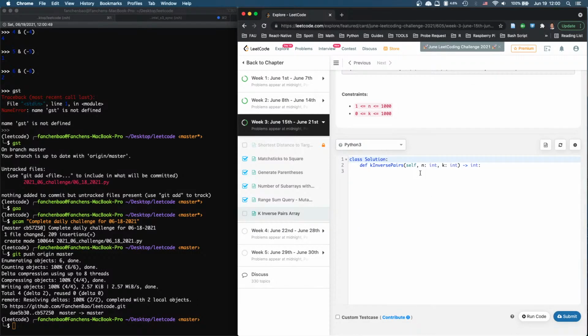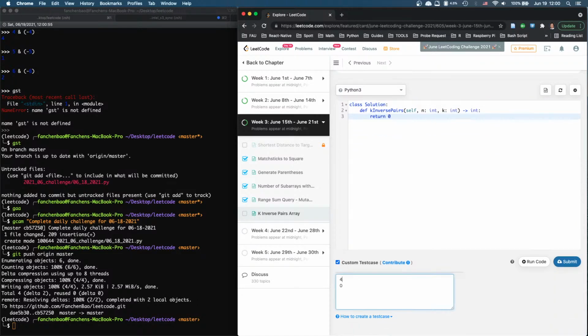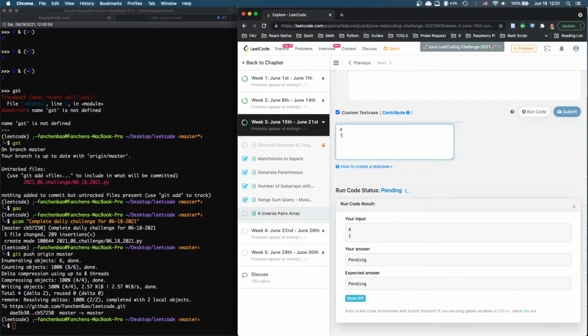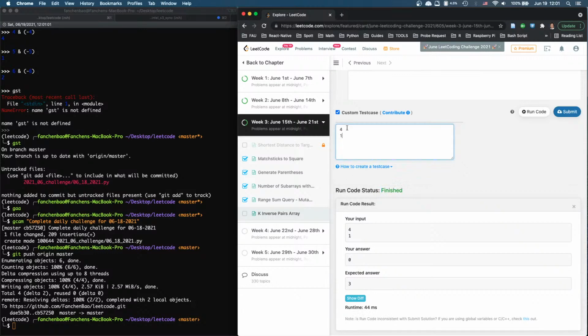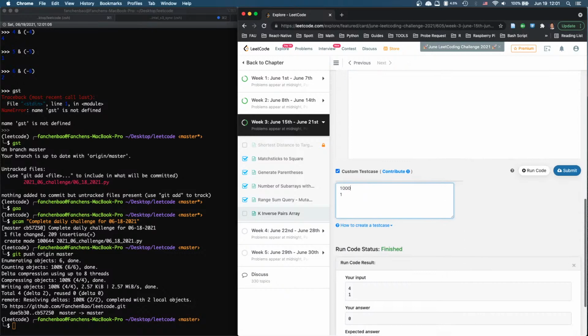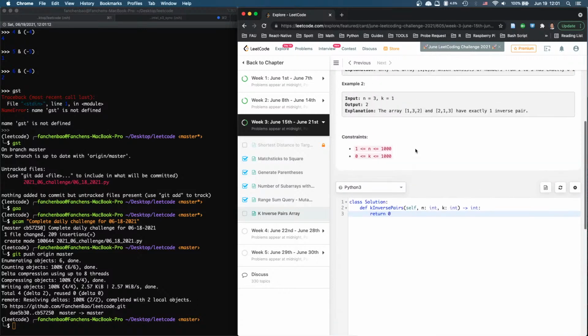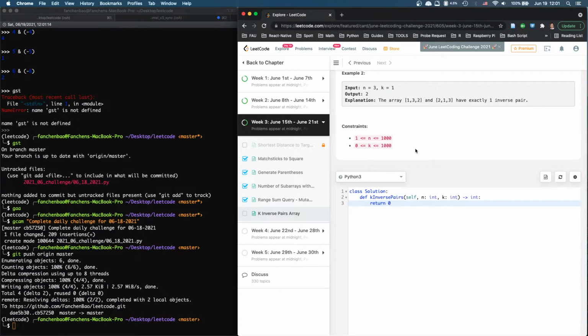Let's give it a shot, just to confirm what we are currently thinking about. So let's say 4 with 1 pair, that I think should give us 3, right? And anything, I think the largest n is 1,000. If we do 1,000, that's going to give us 999. Yep.